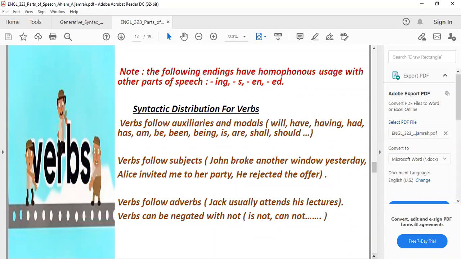He rejected the offer. He is the subject. Rejected is the verb. Okay, verbs follow adverbs. As we mentioned earlier in this class, adverbs come to describe the verbs. So according to the syntactic distribution, verbs follow adverbs. Jack usually attends his lecture. Jack is a subject, usually is an adverb, attends is the verb. As you notice, the verbs follow adverbs. In some cases, the adverb may modify a tense.